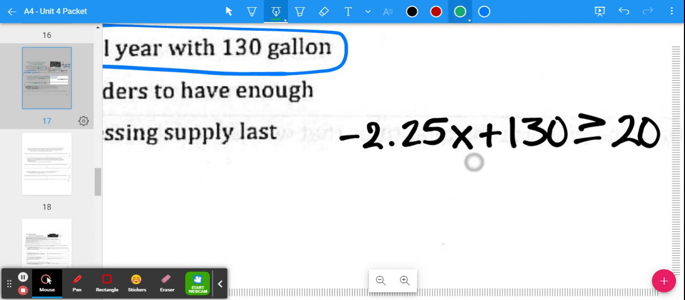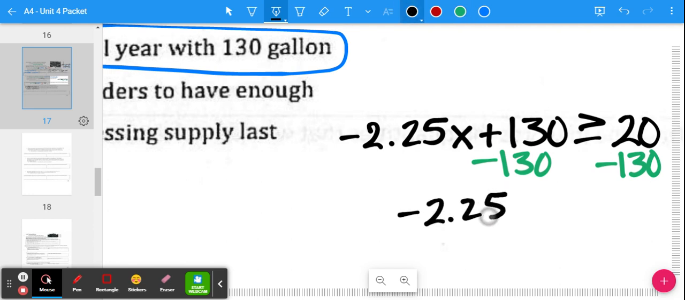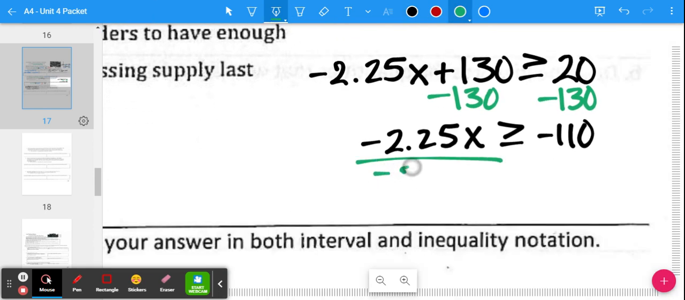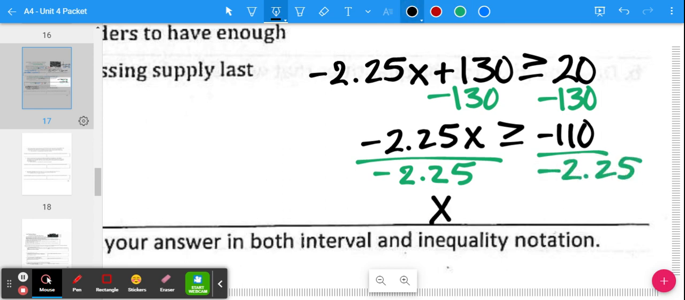So the first step is to subtract 130, and we're left with negative 2.25x is greater than or equal to negative 110. The next step is to divide by negative 2.25. And remember, when you multiply or divide to move a negative, you must flip your inequality symbol. So because we divided by that negative, your symbol has to change directions.